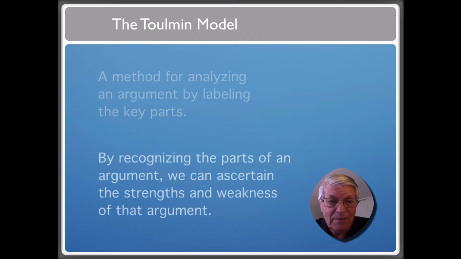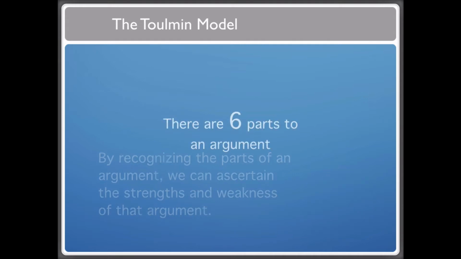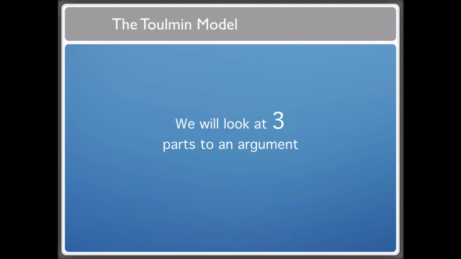Why do we want to do that? Well, by recognizing the parts of an argument, we can really determine the strengths and weaknesses of that argument. We know what's good about it, what's poor about it. If we want to attack it, we know where we can attack it. The basic Toulmin model has 6 parts. But what we're going to do in this particular video is just look at the 3 basic parts of the argument, the first 3 parts of the argument.